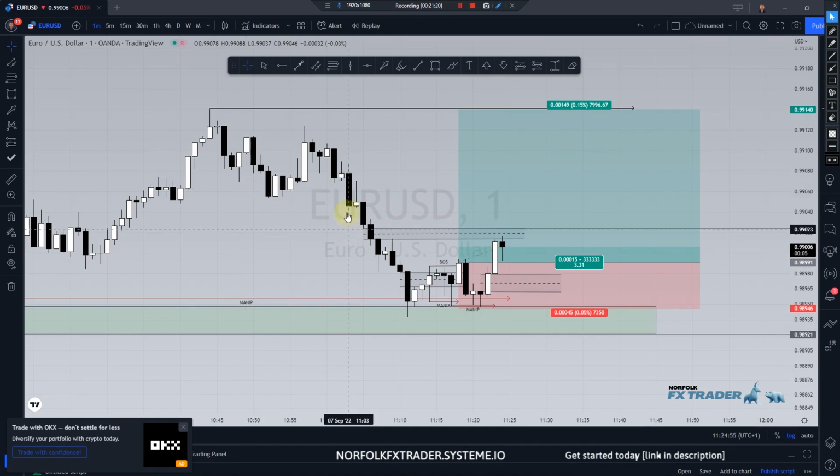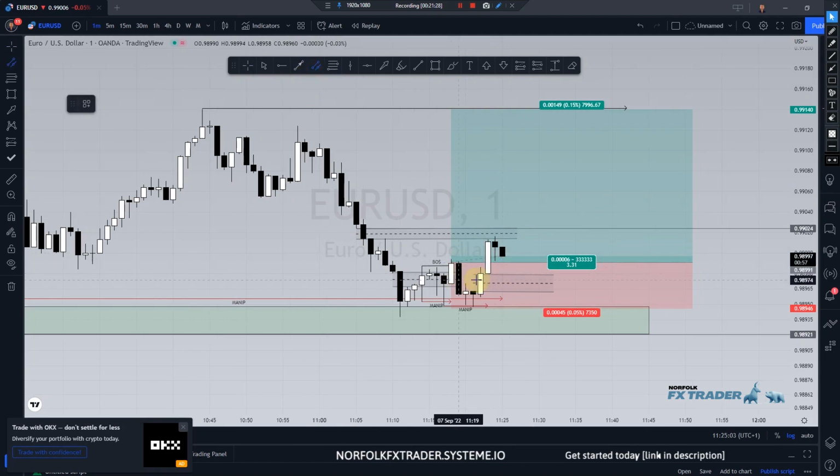But as you can see, the market here has pulled back. It's left this gap still. So if we close this current candle, we now have another area of imbalance.